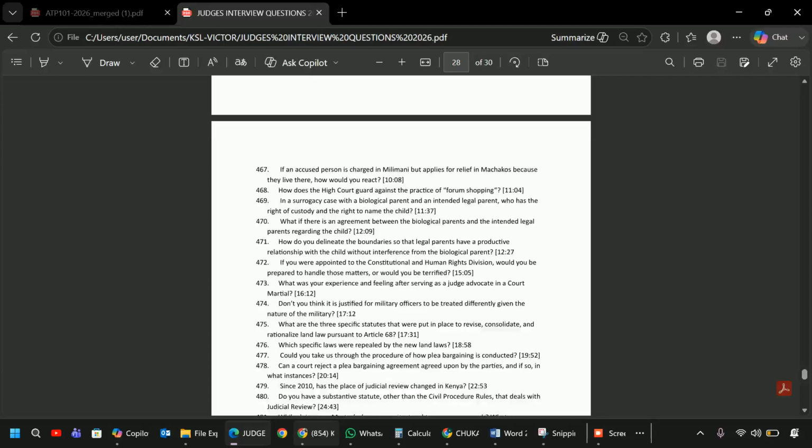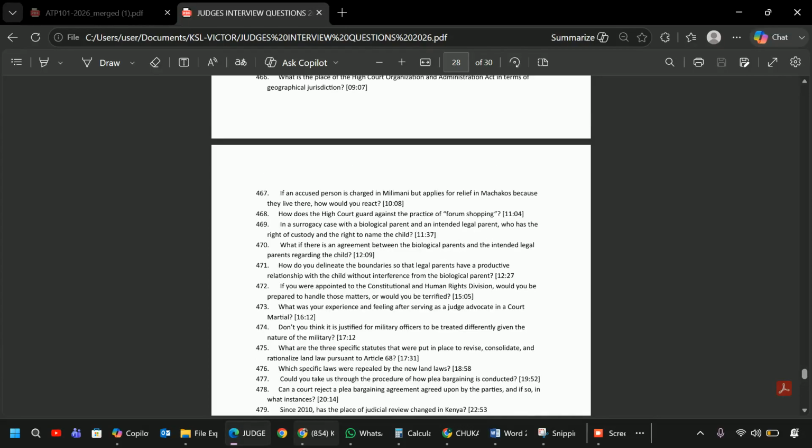So read question 469 as read together with question 470. In a surrogacy case, with a biological parent and an intended legal parent who has the right of custody and the right to name the child, what if there is an agreement between the biological parents and the intended legal parents regarding the child?